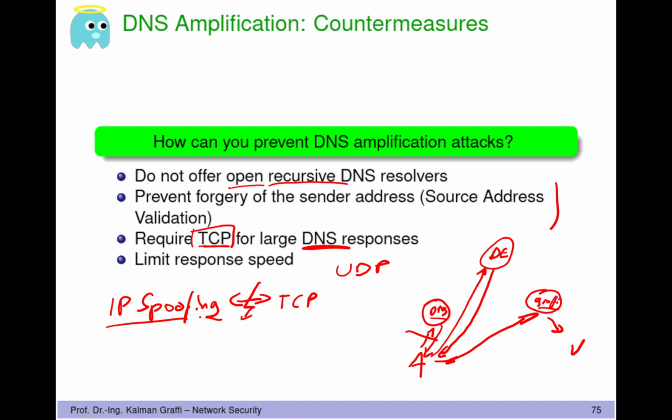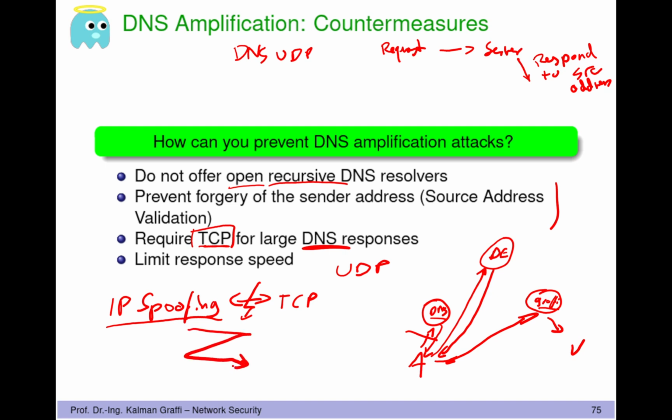But why cannot we use IP spoofing with TCP? DNS typically uses UDP. UDP is very simple. You create a request, you send it to the server. That's it. And the server responds to the source address. Yes, please. You mean the response, another client will get the response to the handshake? Yes, exactly. With TCP, you require the handshake before you even send the request.